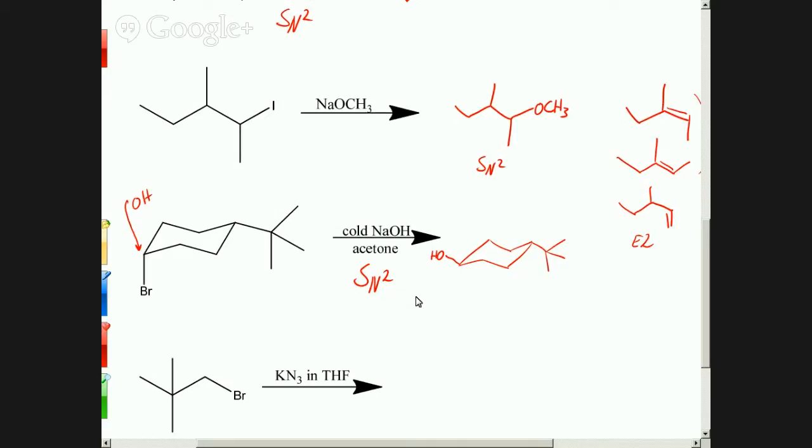Then if we would draw it on the flat, it would be, well, depending on how you start it. So we usually use the convention of something down gets a dash and something up gets a wedge. Yeah, so that would mean that this is our starting material. And then the product would end up like that.